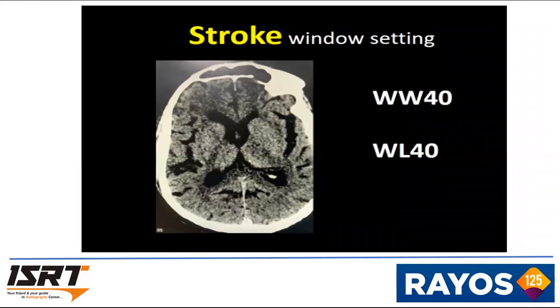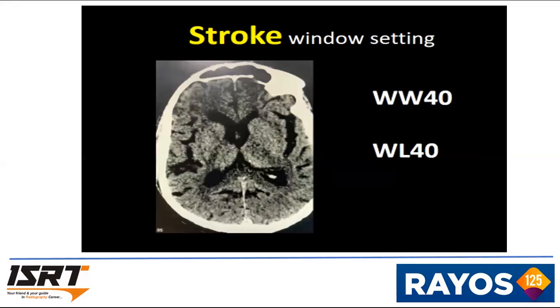Another important window setting, to amplify the gray and white matter differentiation to the maximum, is called a stroke window or a 40-40 window. In this image, you can very well appreciate the gray and white matter differentiation, which is very crucial to predict an evolving infarct.